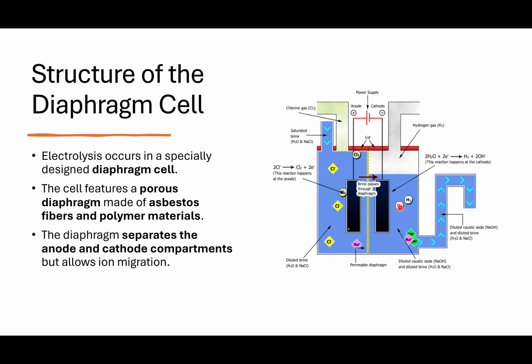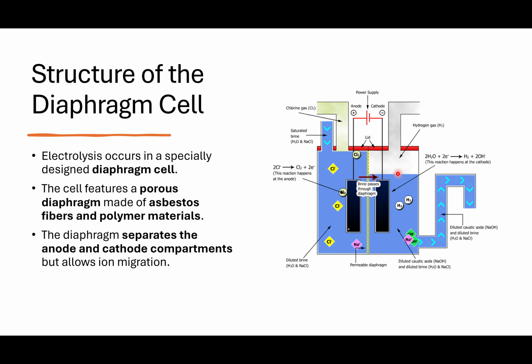Water will naturally ionize into hydrogen ions and hydroxide ions. At the cathode now, the hydrogen ions are gaining electrons and being produced as hydrogen gas, or they leave the system as hydrogen gas, leaving a higher concentration of hydroxide ions in solution. Now the hydroxide ions and the sodium ions are free in solution, and they will form sodium hydroxide.